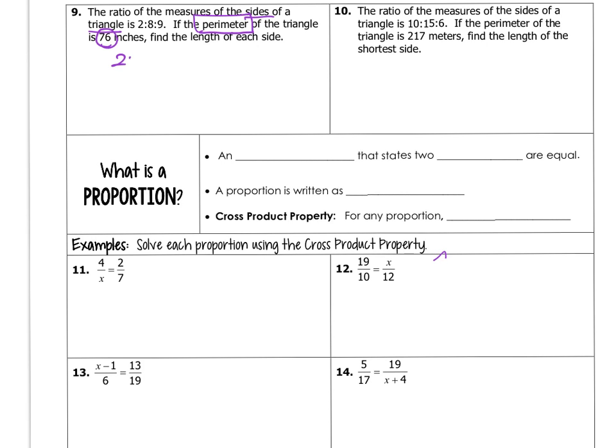Same concept. So I have 2 parts plus 8 parts plus 9 parts. I have the whole perimeter now. That equals 76. So that's 19x equals 76. So x has to be 4. And then you plug it back in. You should have 2 times 4 is 8. That's 8. What's the unit? Inches. 8 times 4 is 32 inches. And 4 times 9 is 36 inches.